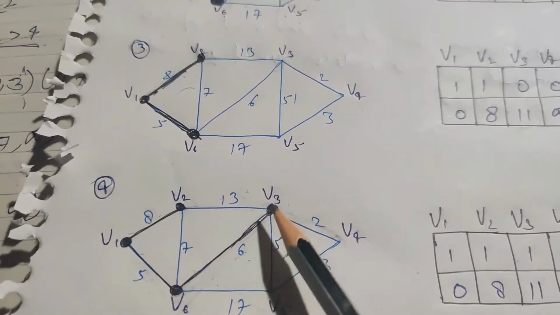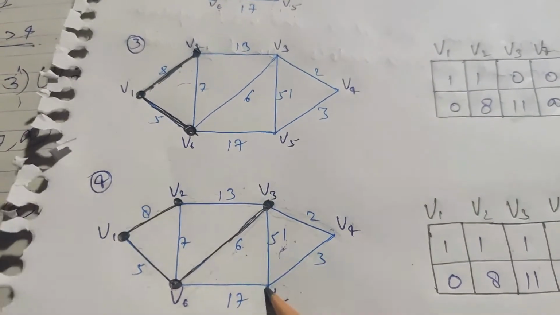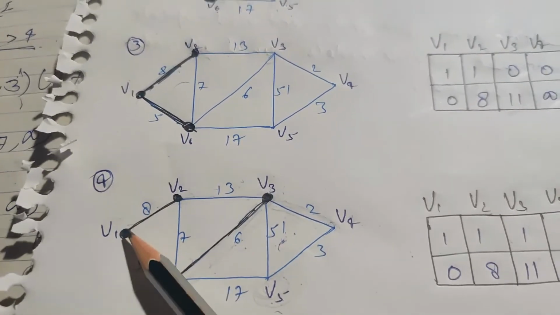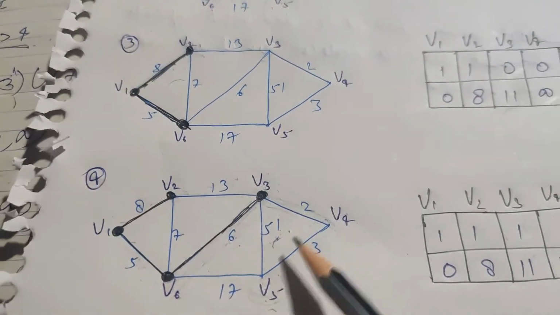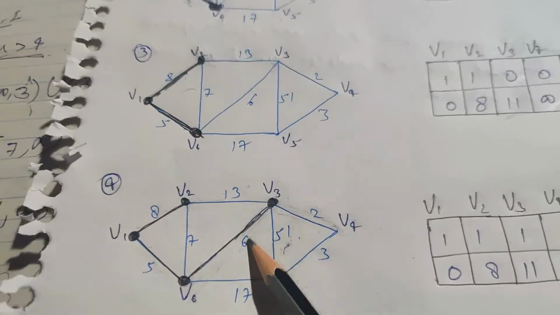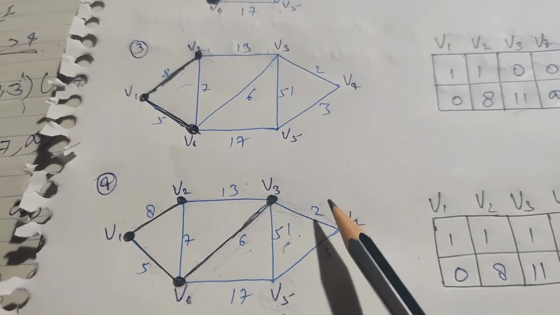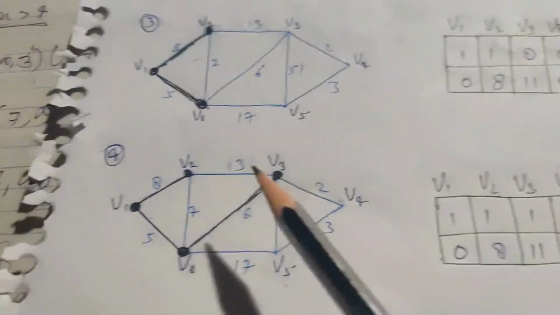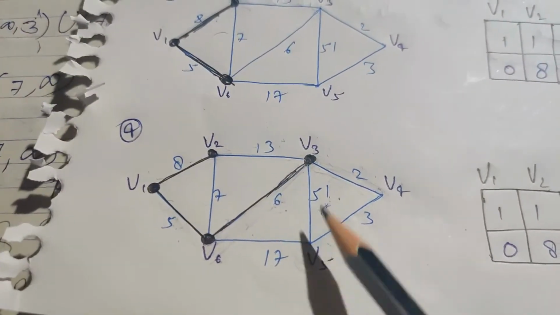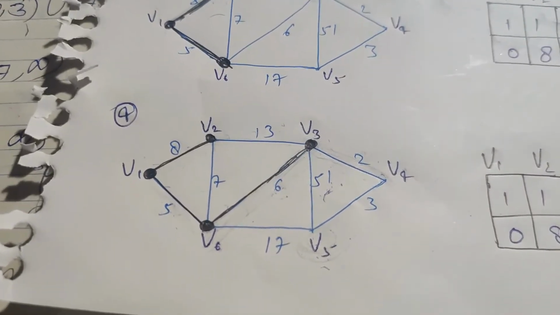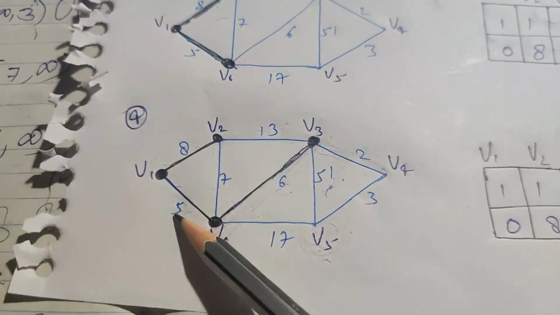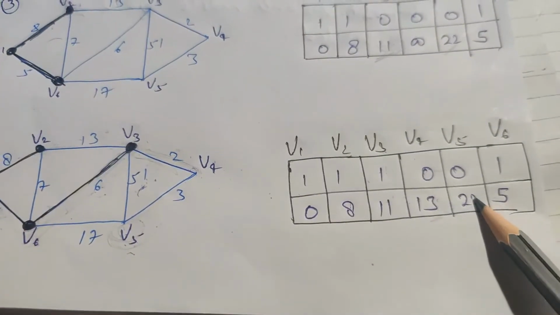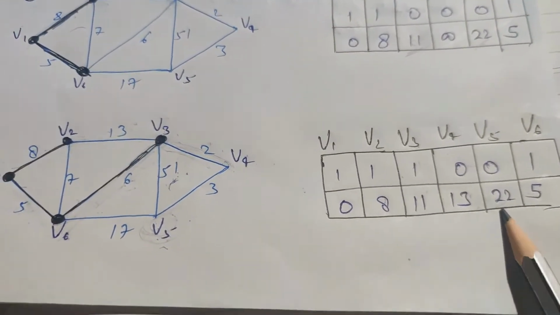We have marked it. Standing here, I look at the adjacent nodes. If I look at v4, the distance will be 5 plus 6 plus 2, that is 11 plus 2, 13, so it will be 13. Initially v4 was infinity, so I updated it. If I look at v5, the distance will be 5 plus 6 plus 51, which is 62, but it is already 22, so I don't need to update it.